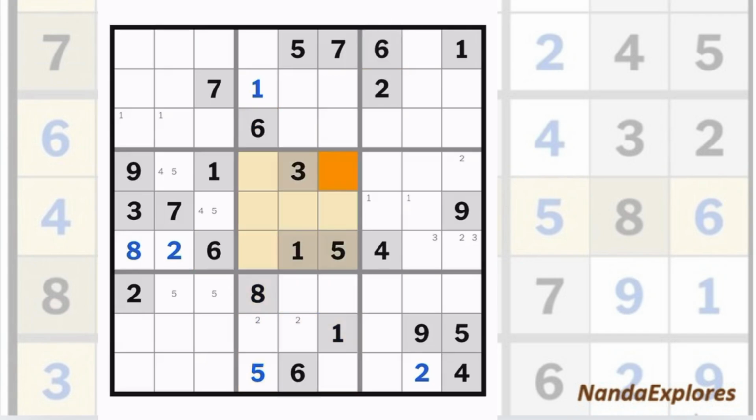So these are the two cells where 6 is a likely candidate. Here also we get two cells where 6 is a likely candidate. And here we get two cells where 6 is a likely candidate. And here too we get two cells where 6 is a likely candidate.